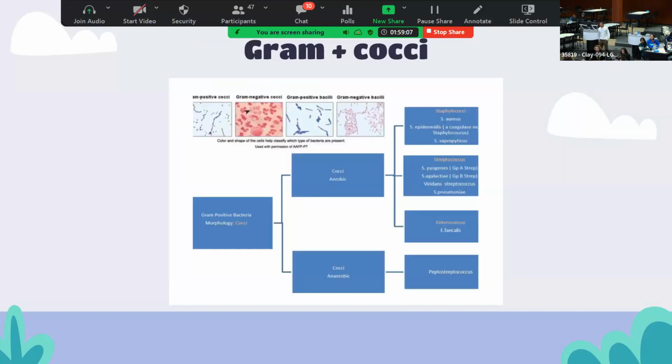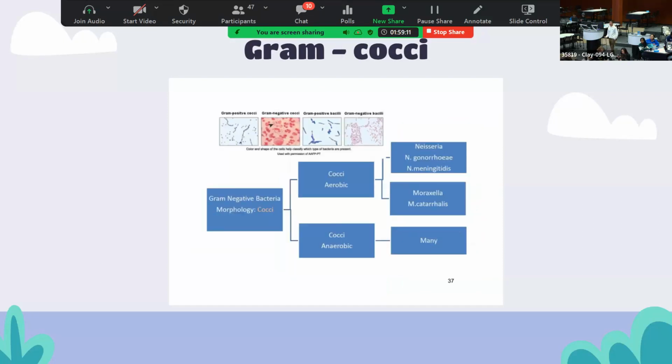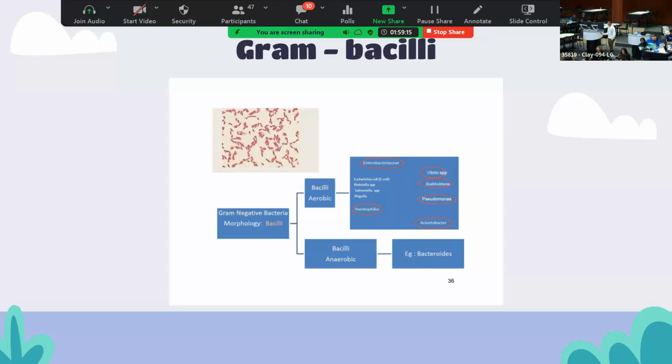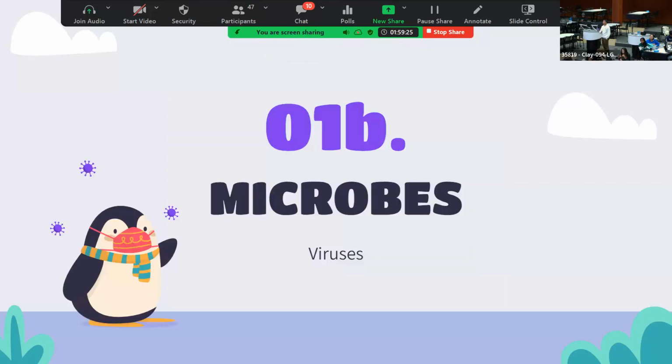And then this is just a flow chart of gram-positive cocci, gram-negative cocci, gram-positive bacilli, and gram-negative bacilli. And you can go over that in your own time. It's not super high yield, but worth knowing. All right, so that's the end of bacteria.